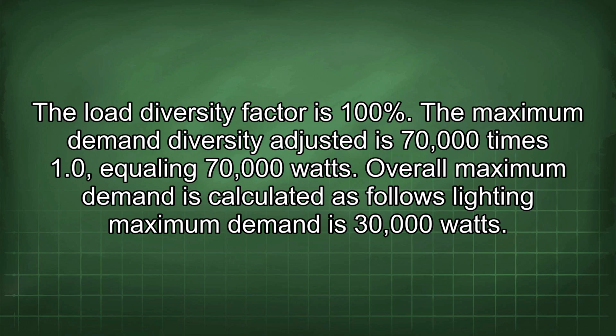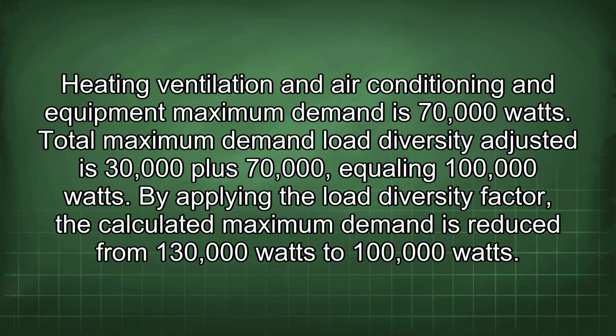Overall maximum demand is calculated as follows: lighting maximum demand is 30,000 watts. Heating, ventilation and air conditioning and equipment maximum demand is 70,000 watts. Total maximum demand load diversity adjusted is 30,000 plus 70,000, equaling 100,000 watts. By applying the load diversity factor, the calculated maximum demand is reduced from 130,000 watts to 100,000 watts.